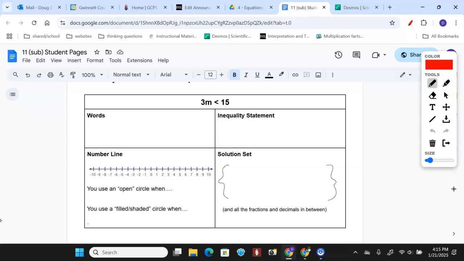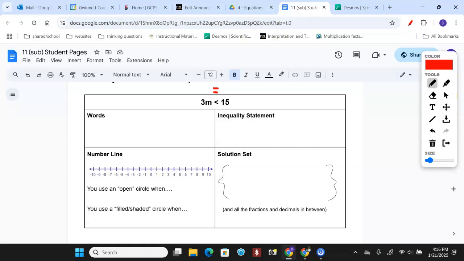So 3 times m is less than 15. You notice I made the inequality pretty simple because I want to do like that. So I like to start with the solution set version. You don't have to. It's the one I find the easiest to start thinking about what the numbers are. So I like to start by what would make them equal. What would make 3 times m equal to 15? That one's not going to be a solution here, but it's going to help me find all the ones that are.